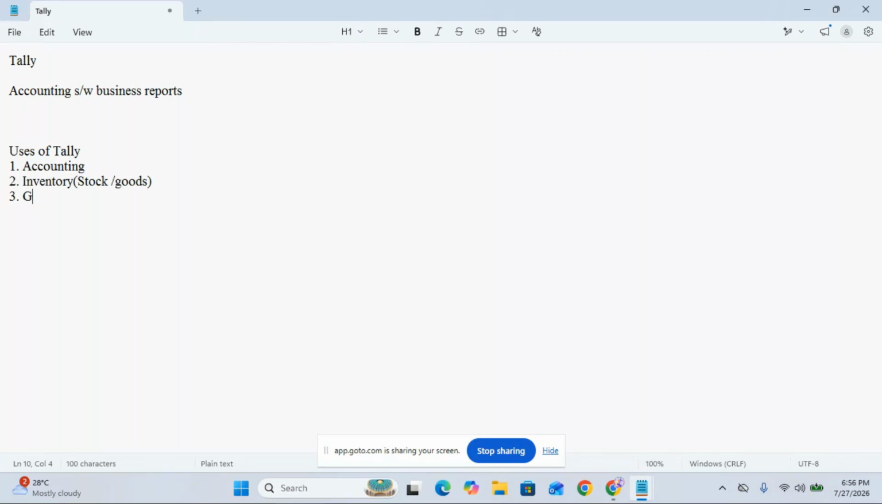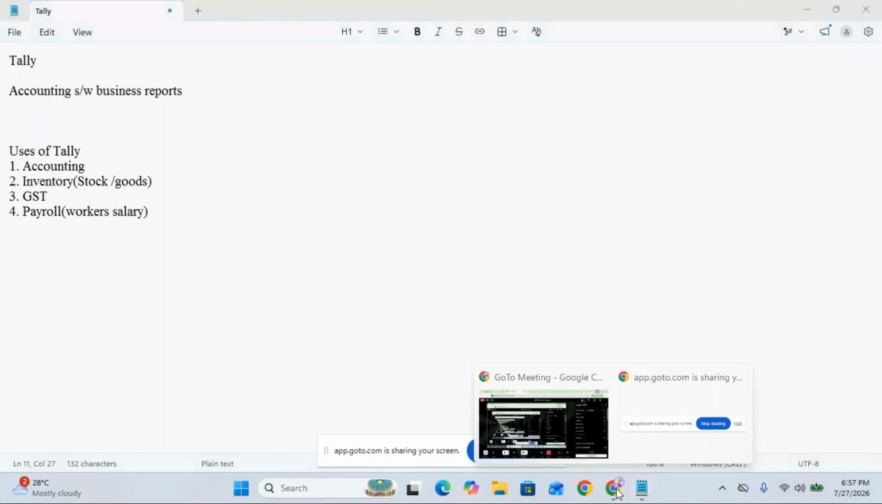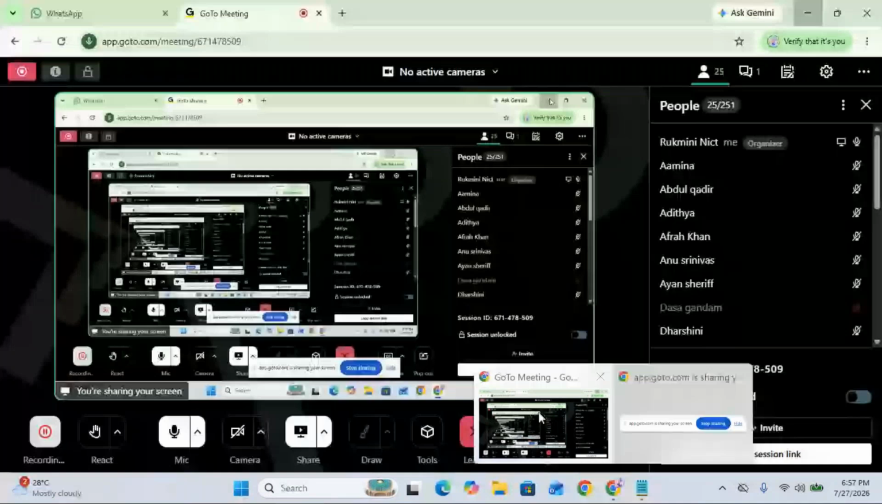And GST management. The main thing we are using here is GST management, and it will automatically calculate the GST. And one more feature we have here is payroll. Any idea what is meant by payroll? Can anyone answer? No one knows payroll. Okay, payroll is nothing but the list of employees paid and the list of salary paid to the employees. So salary paid to the employees, that is payroll.